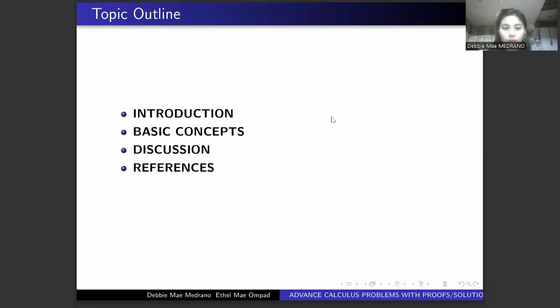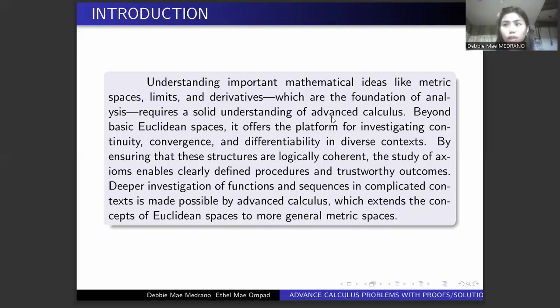Our outline is introduction, basic concepts, discussion, and references. First, the introduction. I'm not going to expound on this because the discussion is our main goal. Understanding important mathematical ideas like metric spaces, limits, and derivatives, which are the foundation of analysis, requires a solid understanding of advanced calculus. Beyond basic Euclidean spaces, it offers the platform for investigating continuity, convergence, and differentiability in diverse contexts. By ensuring that these structures are logically coherent, the study of axioms enables clearly defined procedures and trustworthy outcomes.